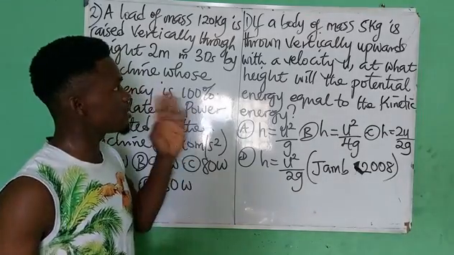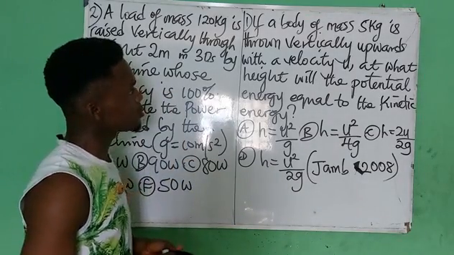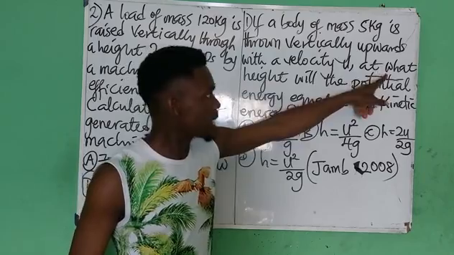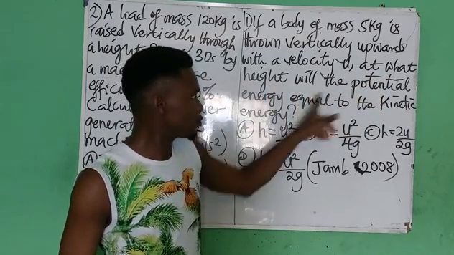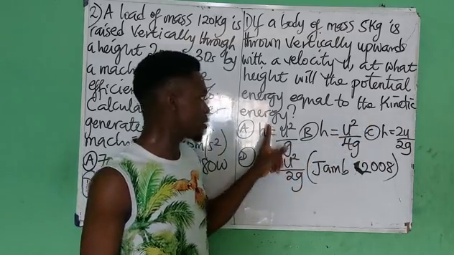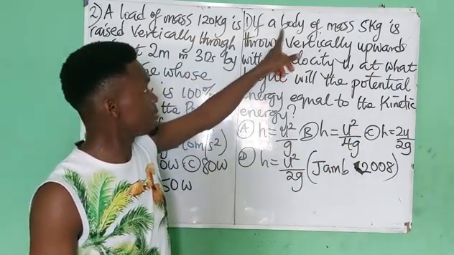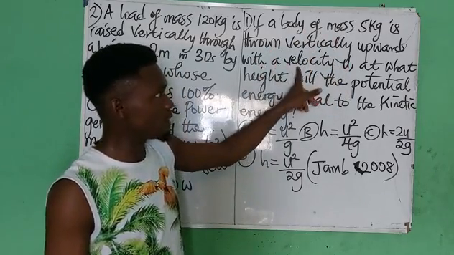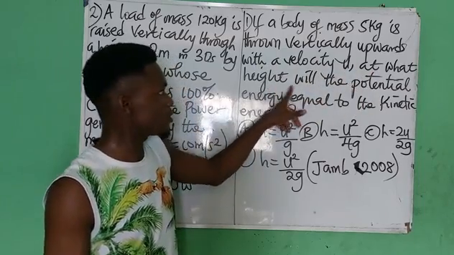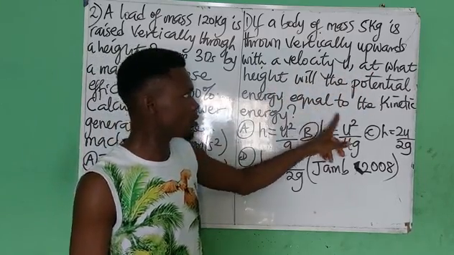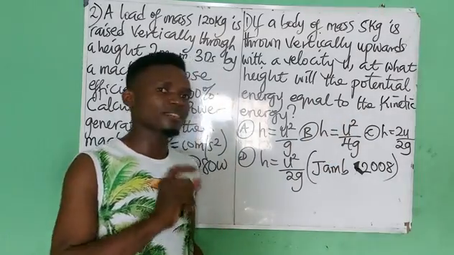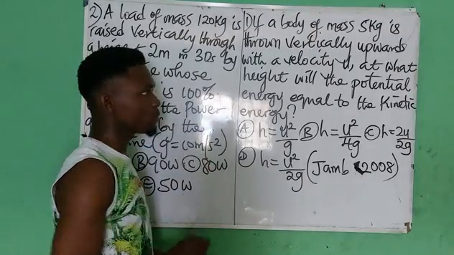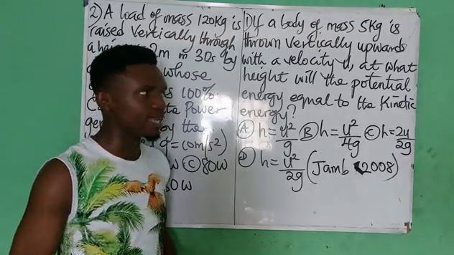The first one says, if a body of mass 5 kg is thrown vertically upwards with a velocity u, at what height will the potential energy equal to the kinetic energy? So they said at what height? Which means we have to look for the height.